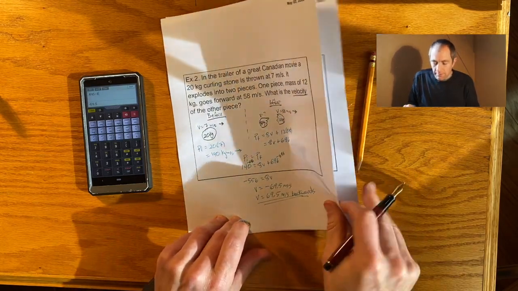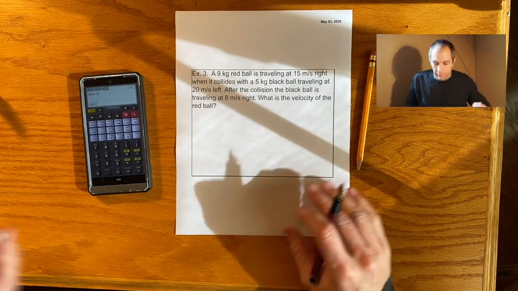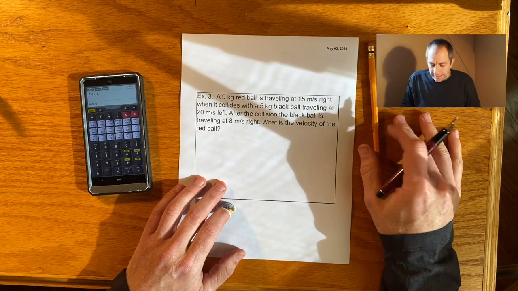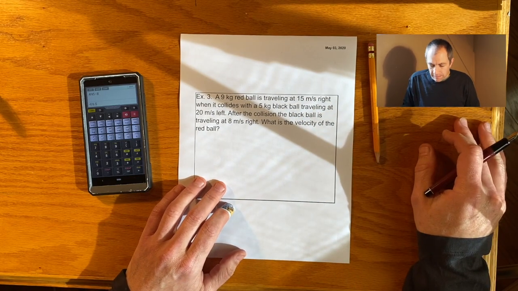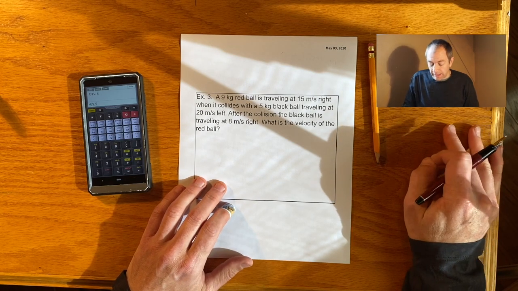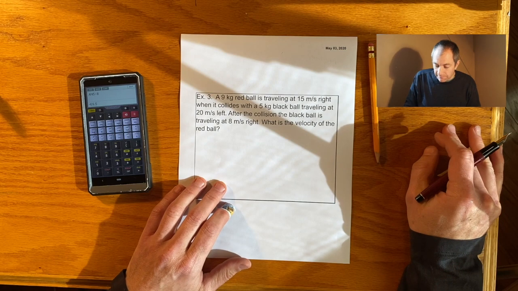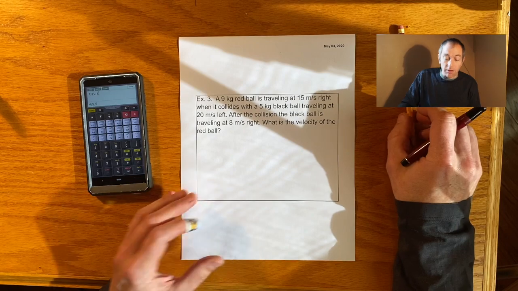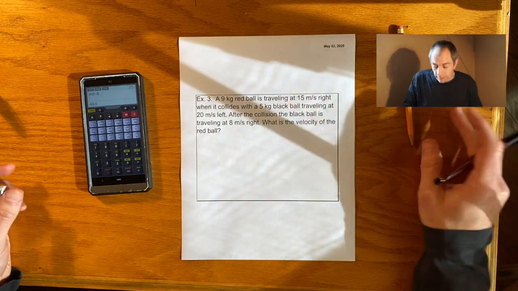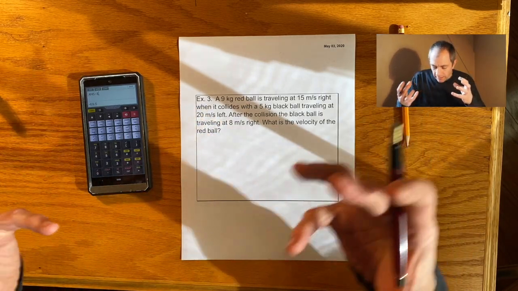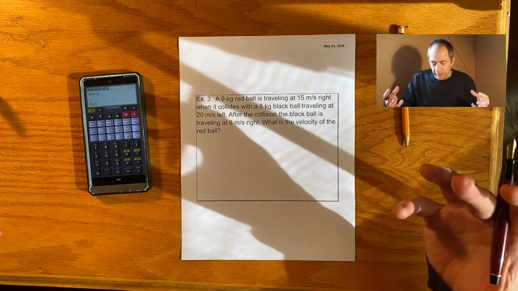Okay, one more example to put up with here. So we've got a 9 kilogram red ball traveling at 15 meters a second right when it collides with a 5 kilogram black one traveling at 20 meters a second left. After the collision, the black ball is traveling at 8 meters a second right. What is the velocity of the red ball? So there's a whole bunch of stuff going on here. And if you try to write out the formula without keeping things in your mind, you're going to get lost.